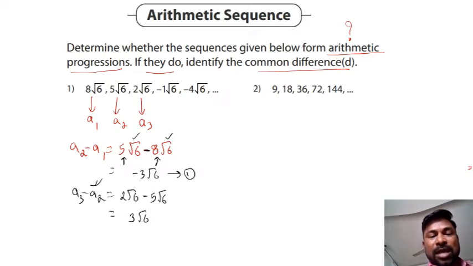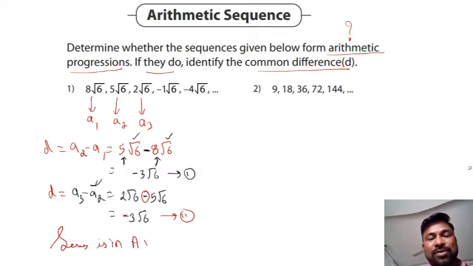But the bigger number, as usual, has the sign minus. Therefore, we are keeping minus 3 root 6. Consider this one as equation 2. Now if you observe, the difference we are getting here and the difference we are getting here are the same. Therefore, we can say the series is in AP. You have to remember that.